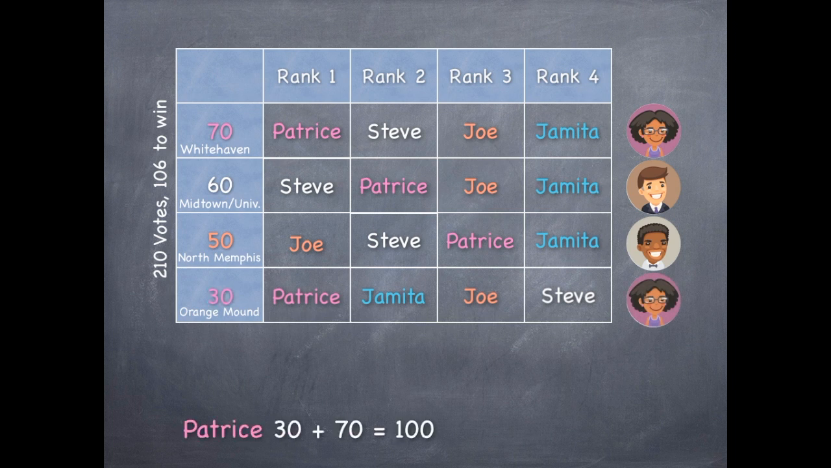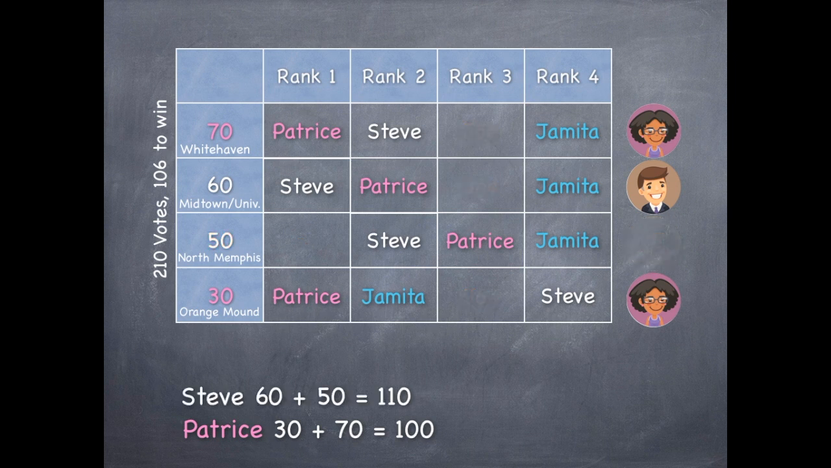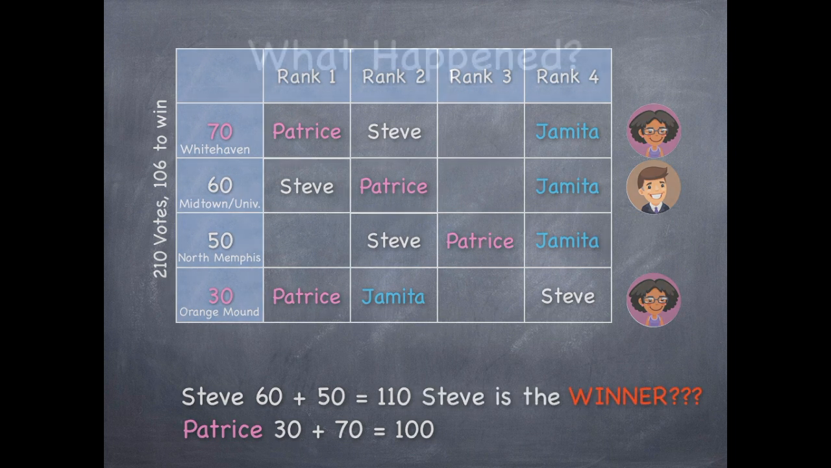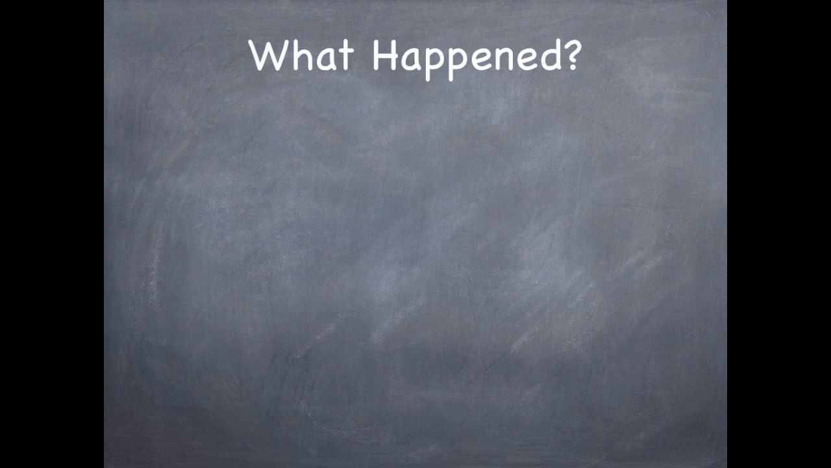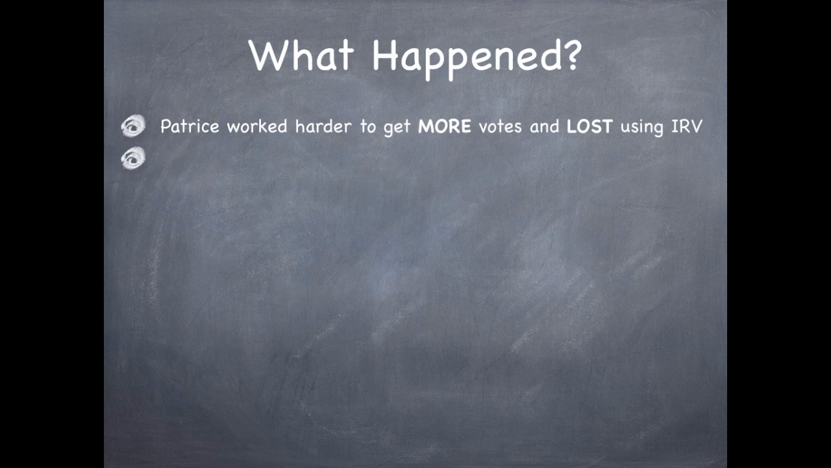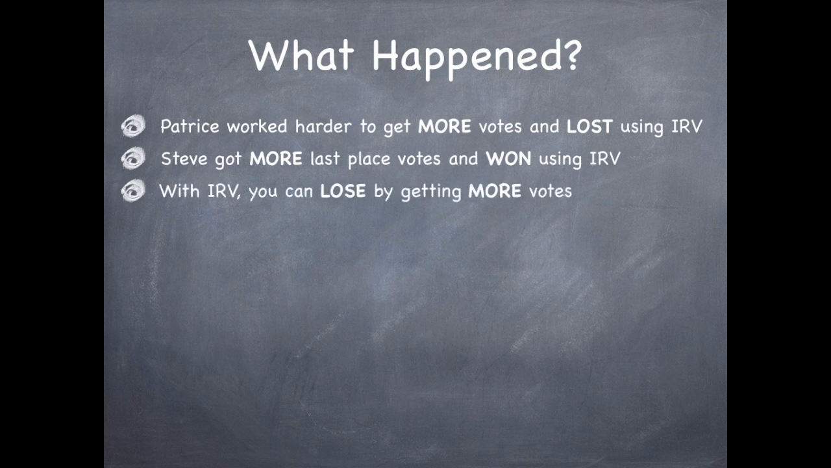Now that Patrice has more votes, let's see how IRV helped her. Joe has the lowest number of votes, and he is dropped, and so his votes are transferred to Steve. Steve now has 110 votes and wins the election. So what happened? This is all due to how your votes are moved around. Patrice worked harder to get more votes and lost using IRV. Steve got more last place votes and won using IRV. With IRV, you can lose by getting more votes.